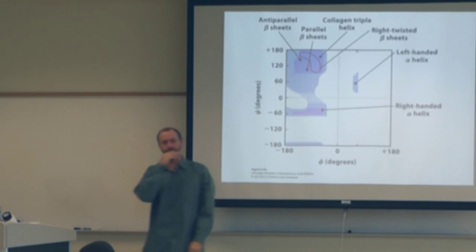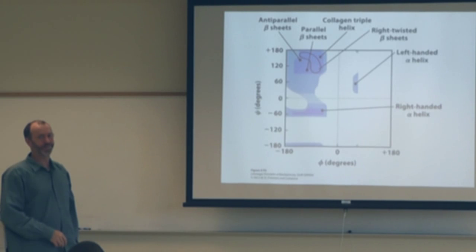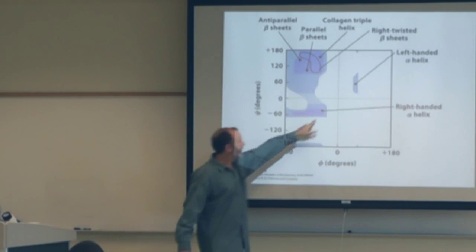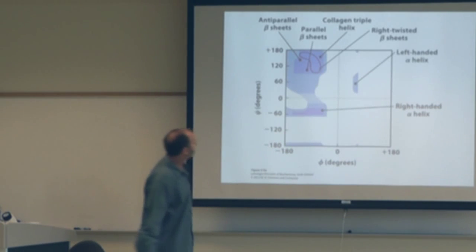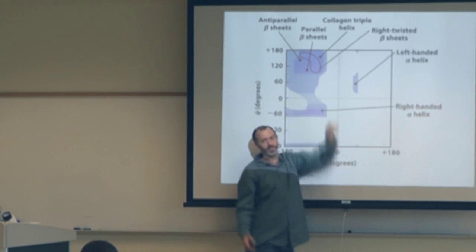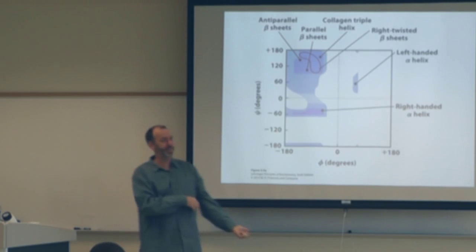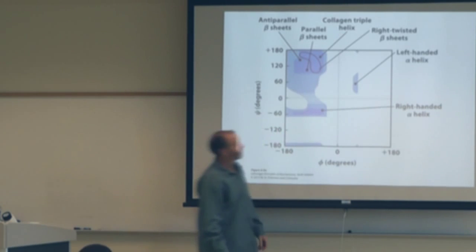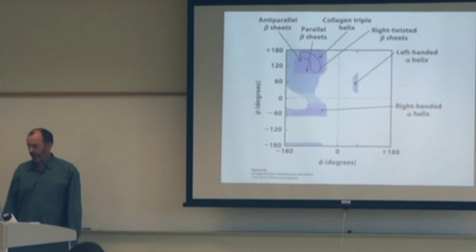You guys have no idea what parallel or anti-parallel means just yet, right? Okay. And then you're going to see a right-handed alpha helix here, and a left-handed alpha helix here. And then there's also a place for the collagen triple helix. Collagen, we've learned, is a fibrous protein. It's a structural protein that has a special type of helix that's not an alpha helix, which gives it its own special phi and psi angles that you'll see on a Ramachandran plot.